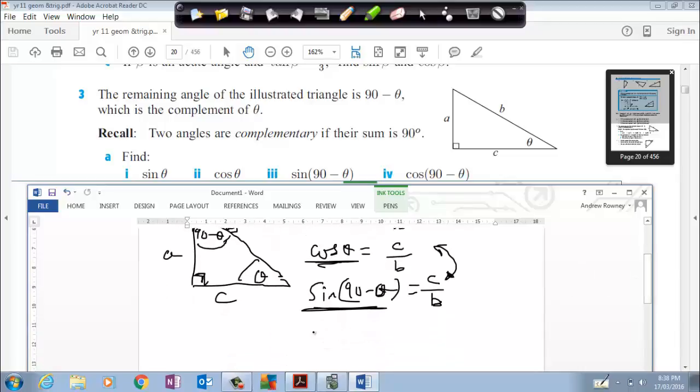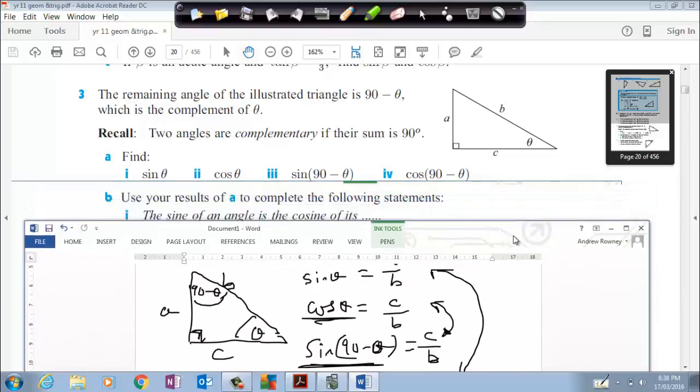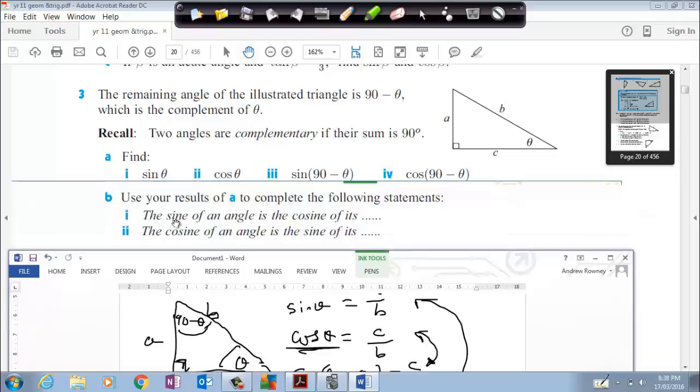Likewise, we can do the cos of 90 take theta, and the cos value is adjacent over hypotenuse, so it's A over B, and that answer is the same as sine of theta. So we can now come up with a rule. It says use your results to finish off this sentence. The sine of an angle is the cosine of its complementary angle, and the cosine of an angle is the sine of its complementary angle.